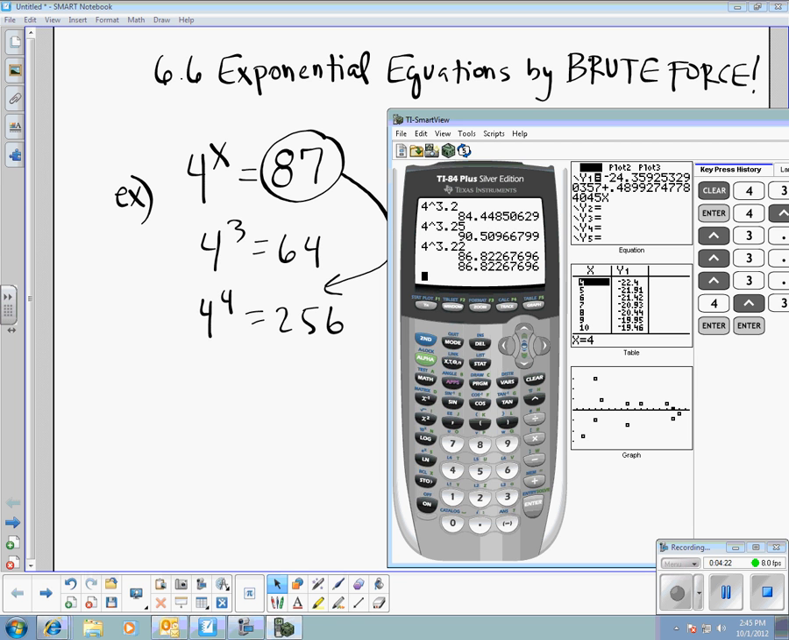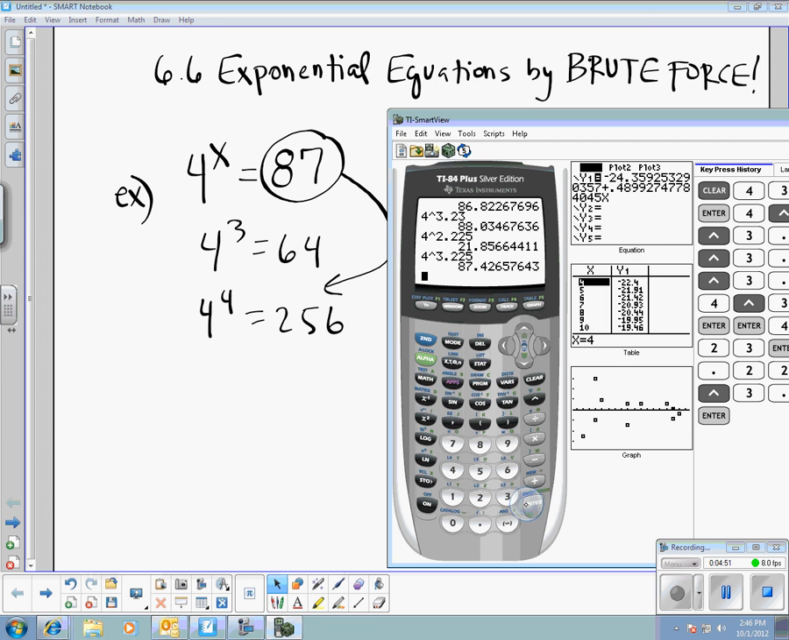I'm not at my desired accuracy yet. So I'm going to try 4 to the, let's see, I know I'm between 3.22 and 3.25, about 3.23. 88, so I'm between 3.22 and 3.23. 4 to the 3.225, that's between those two. 87.4, so I need to be a little bit less. I'm 0.4 over right now.